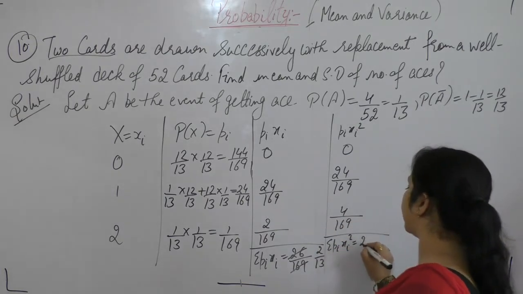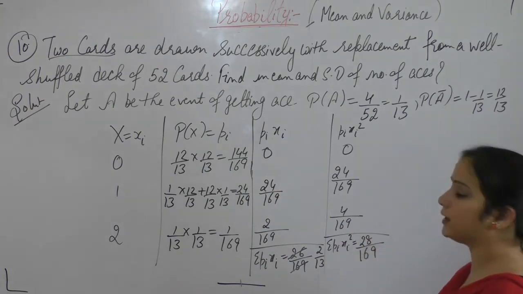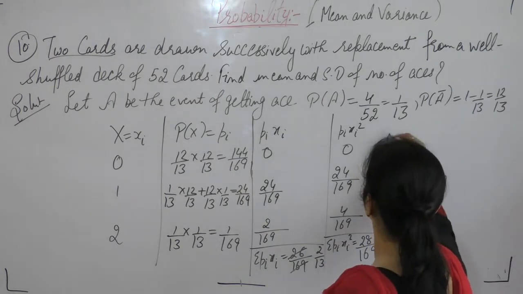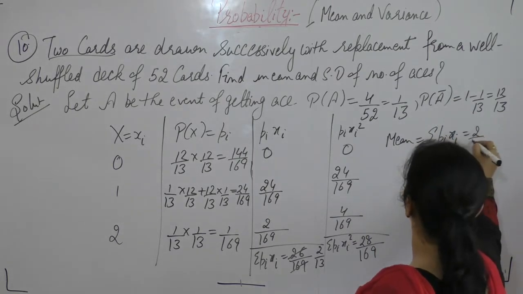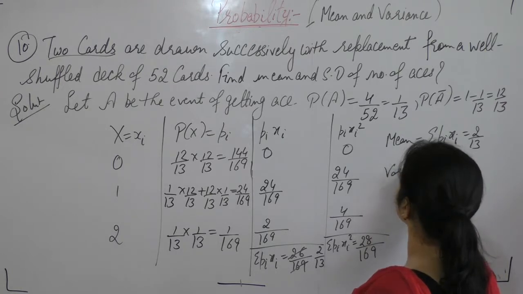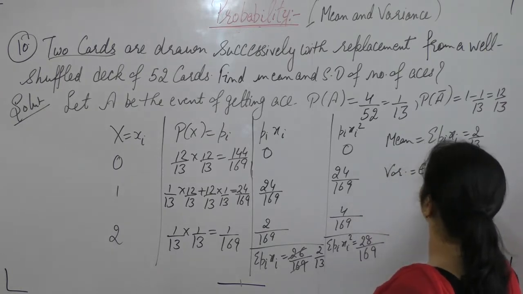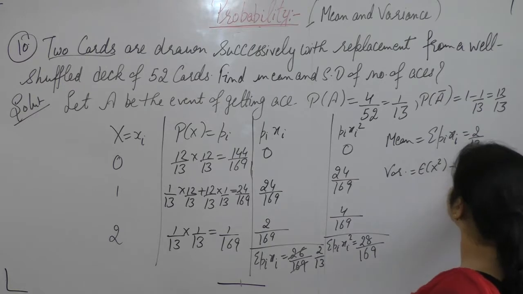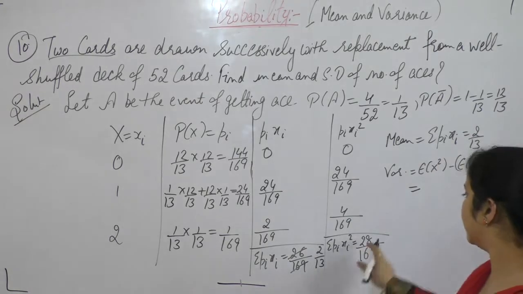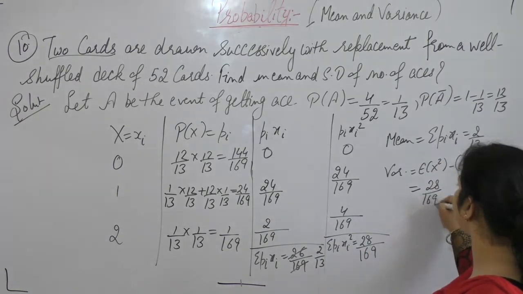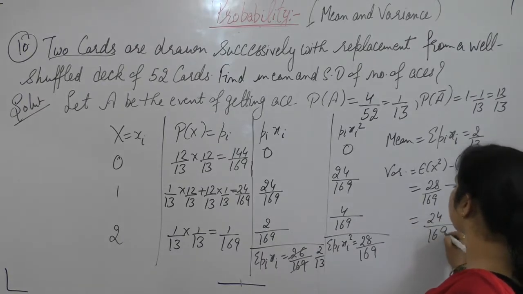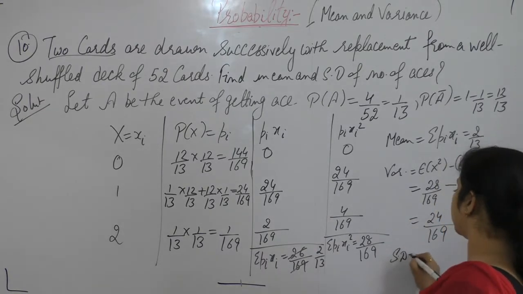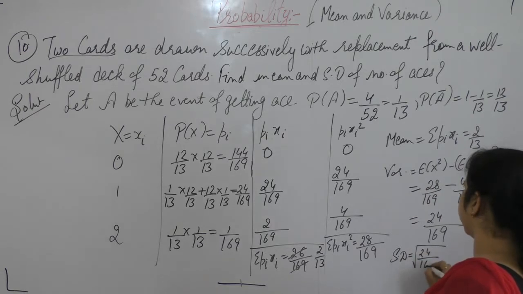Square, 24 plus 4, 28 upon 169. So the mean is equal to the summation of pi xi, that is 2 by 13. Variance is equal to expectation of X square minus expectation of X whole square. 28 upon 169 minus 2 by 13 whole square is 4 upon 169, which gives 24 upon 169. Standard deviation is the square root of variance.